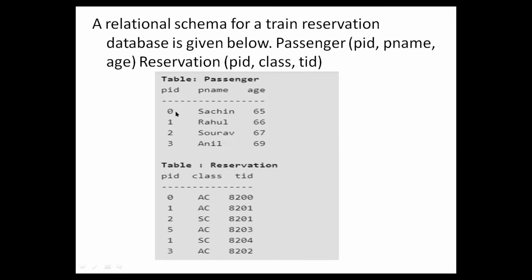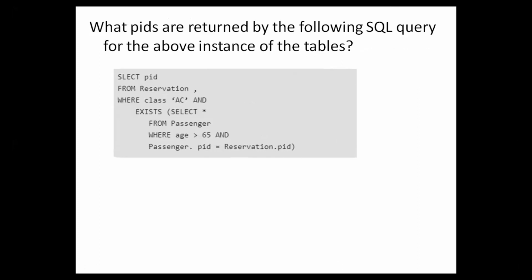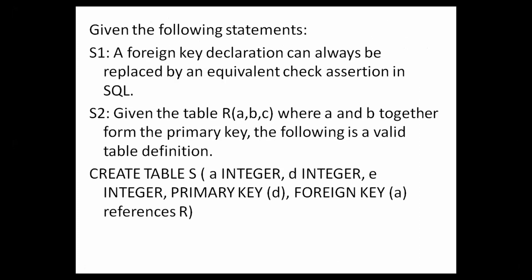Now again come back to the table. 0, Sachin. What is the age of Sachin? Is it greater than 65? No, it is not greater than 65. And now Rahul, it's greater than 65. And 3, Anil, is greater than 65. So only your PIDs will be displayed. So it should be only 1 and 3. Right? So the answer will be 1, 3.